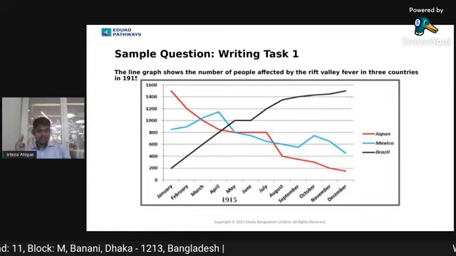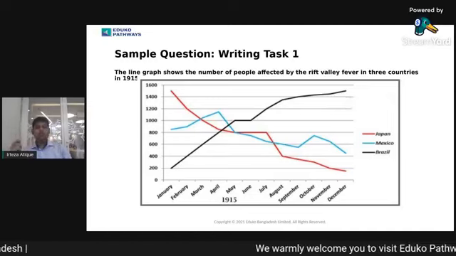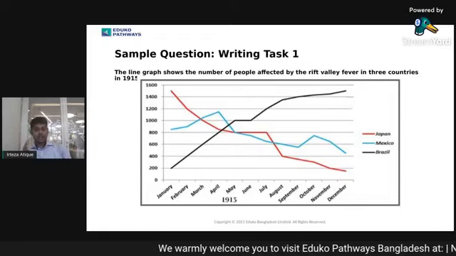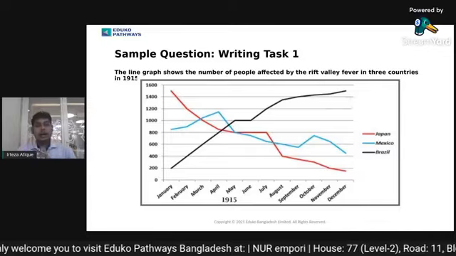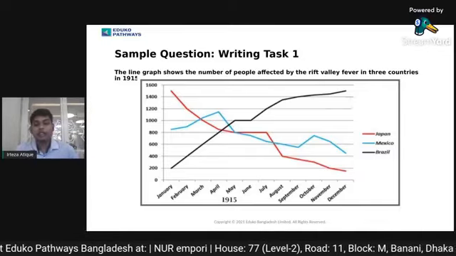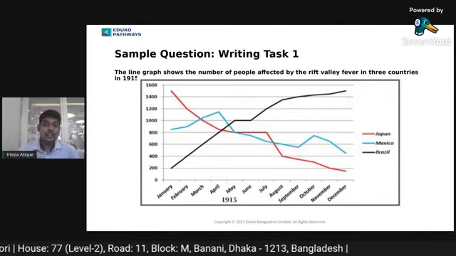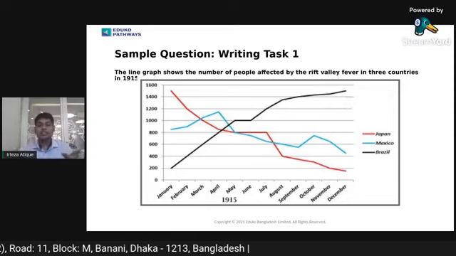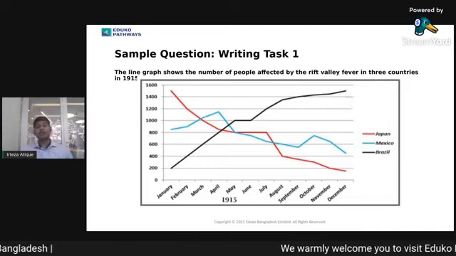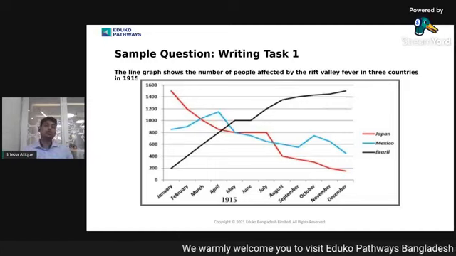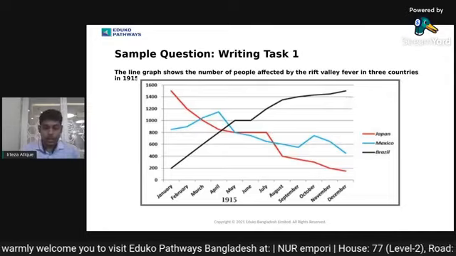So as you can see, there are 3 countries that are mentioned here: Japan, Mexico, and Brazil. So look at the graph. 3 separate things have happened here. For Japan, the rate of affected people has gradually decreased, and for Brazil, it has gradually increased. So these are different trends, and you have to find out no more than 4 trends and write those trends in the 2 body paragraphs that you are going to be writing. I hope that is clear.